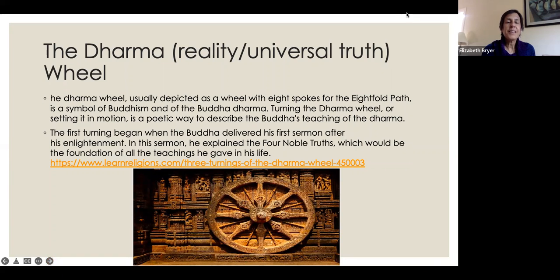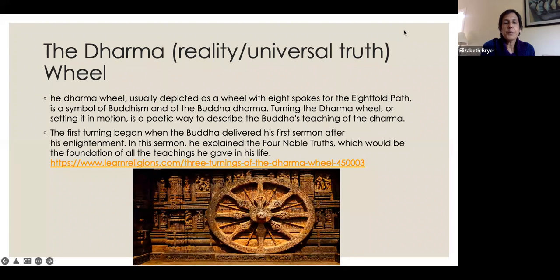Another theme in Buddhist art is that of the Dharma wheel. There are tons of circles, and you might remember the lotus is a circle, right? As we talked about earlier, when you go to a stupa, you don't go inside it, you go around it. All of that is a reference to the Dharma wheel, which is usually depicted as a wheel with eight spokes for the Eightfold Path. It's a symbol of Buddhism and of the Dharma. Remember, Dharma just means the teaching; the truth is another way to interpret it.